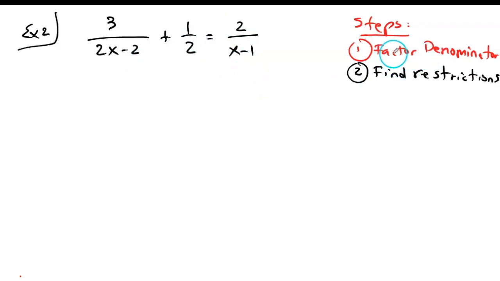My first step, factor denominator. Okay, I'll write the same thing on the top. Here's the greatest common factor, x minus 1. Please, if you're not sure about factoring, here's a video about factoring. Make sure you check it out. I'll link this in the description as well and at the end of the video.